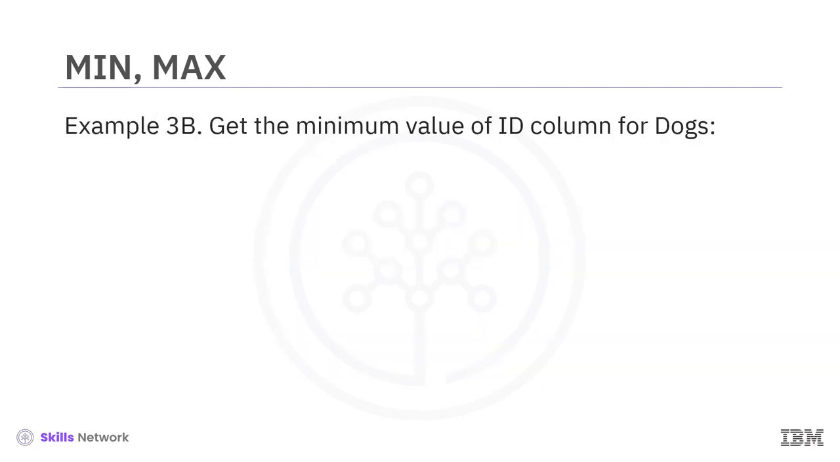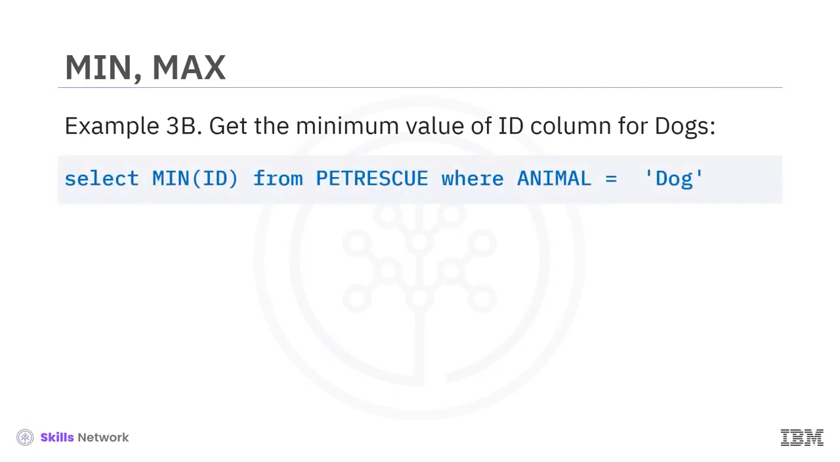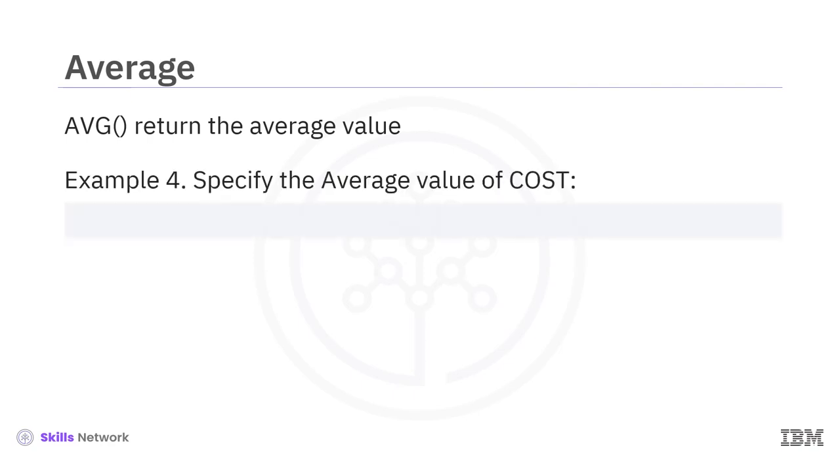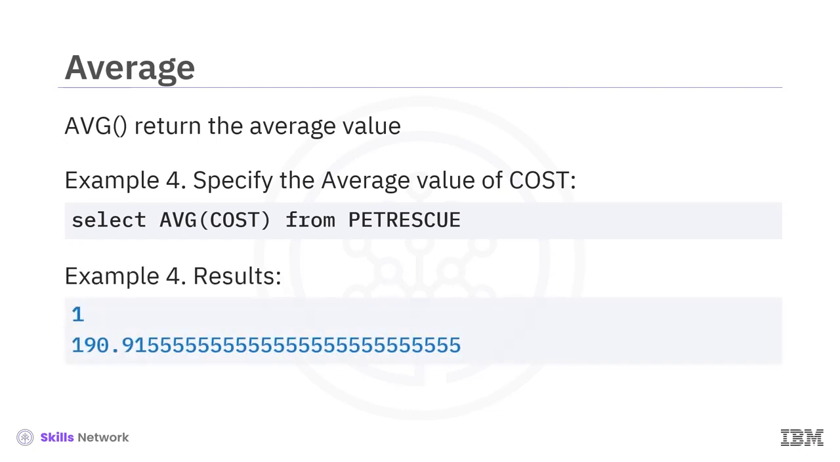Aggregate functions can also be applied on a subset of data instead of an entire column. For example, to get the minimum value of the ID column for dogs, select min(ID) from pet rescue where animal equals dog. The average function is used to return the average or the mean value. For example, to get the average value of cost, select average(cost) from pet rescue.